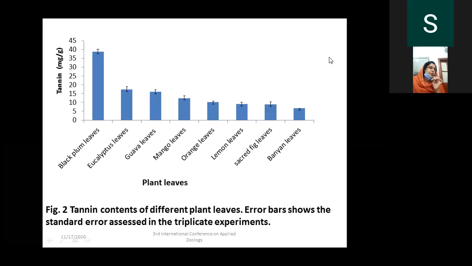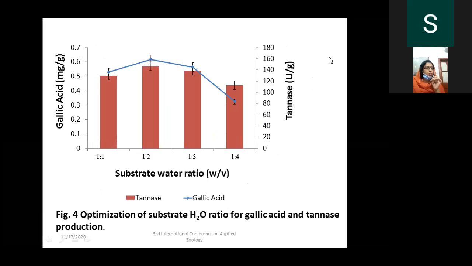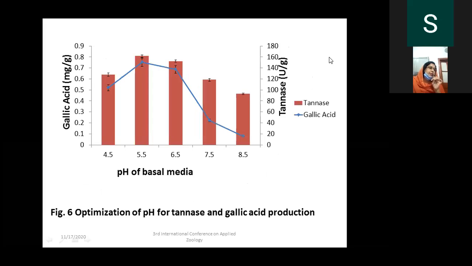And you can see from the last slide that as the tannin content in the substrate decreases, the product yield also decreases by the fermentation. Then the conditions were optimized for the black plum to obtain a high yield of gallic acid and tannase. And by the graph, you can see a substrate water ratio of 1:2, the highest amount of both the products were reported at an incubation period of 72 hours.